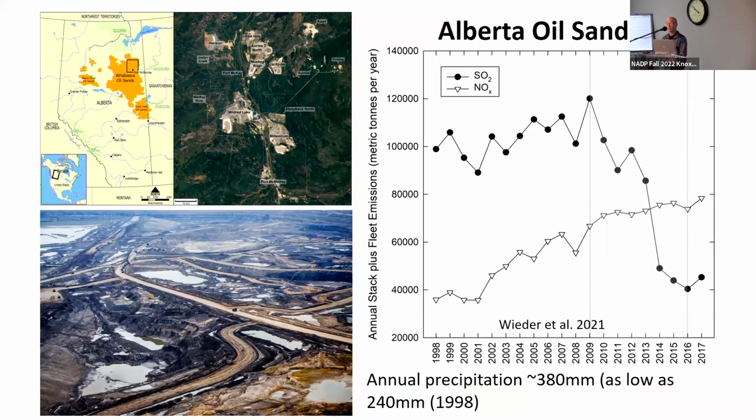A little note there that this is a dry part of the world. The annual precipitation in Fort McMurray averages around 380 millimeters over the last 30 years. It can be as low as 240 millimeters. So that may become important later.